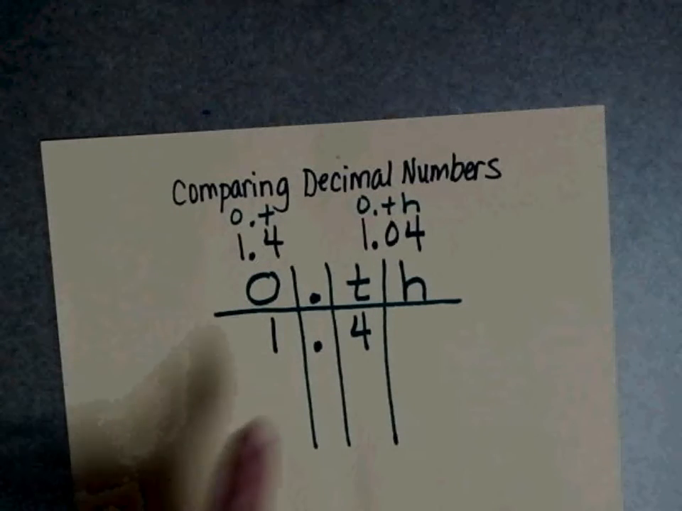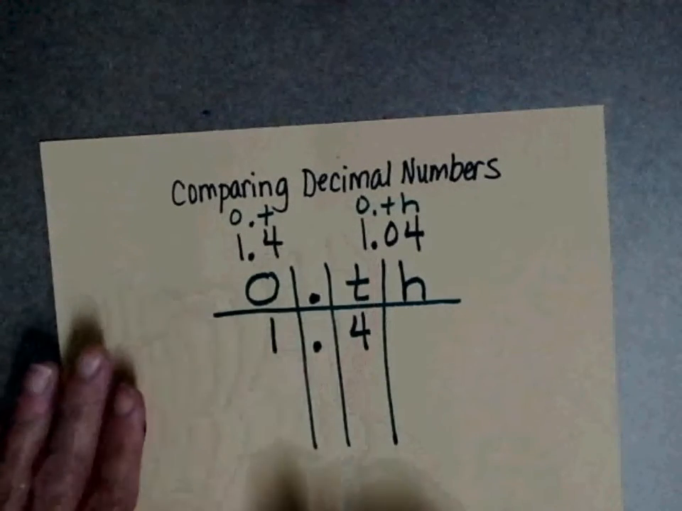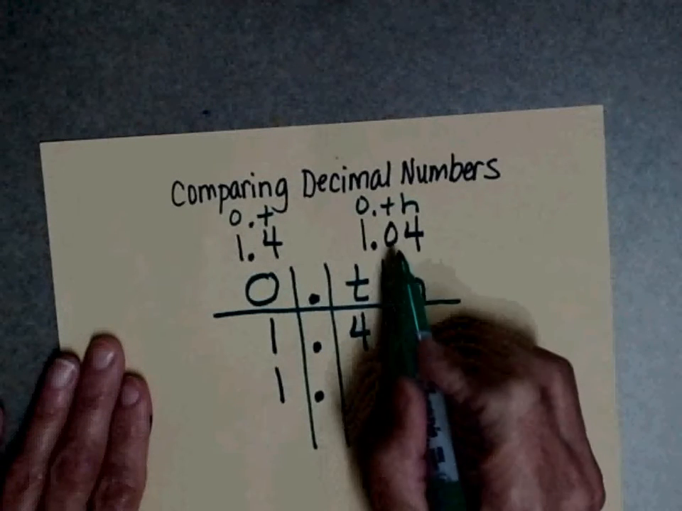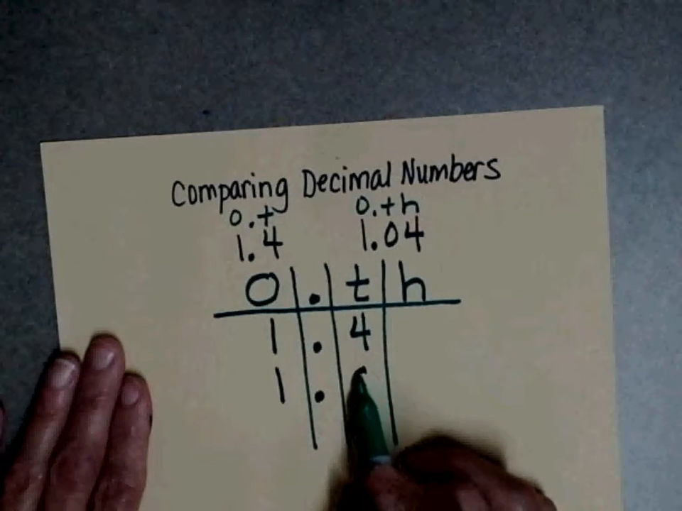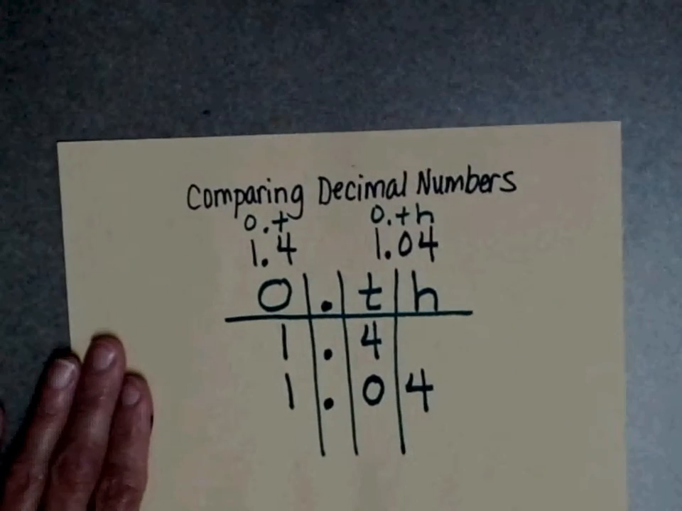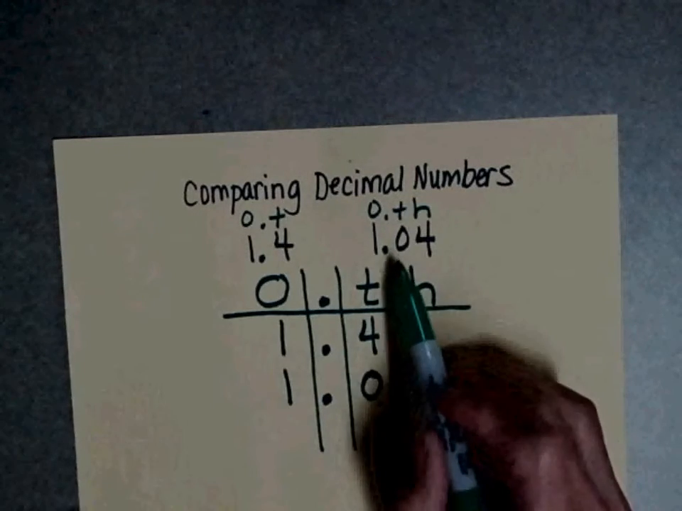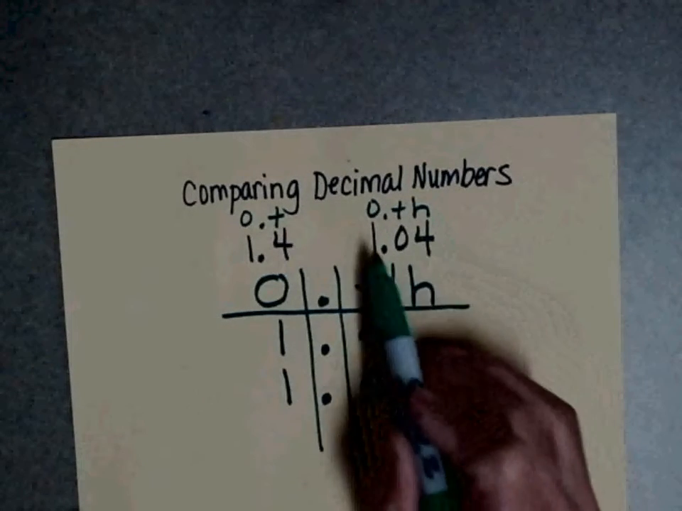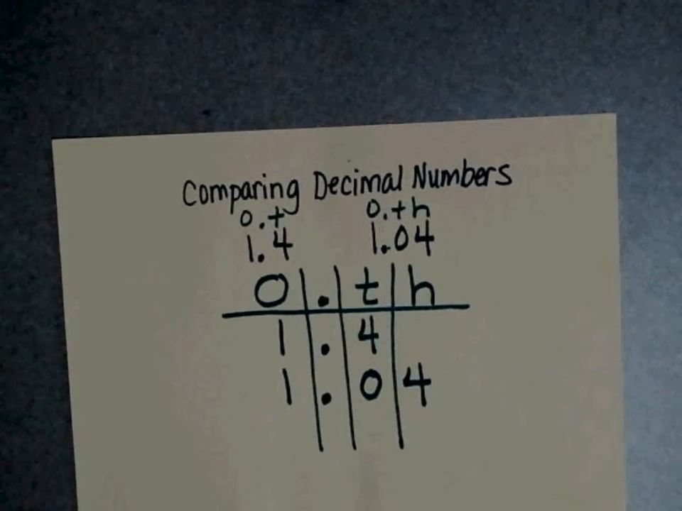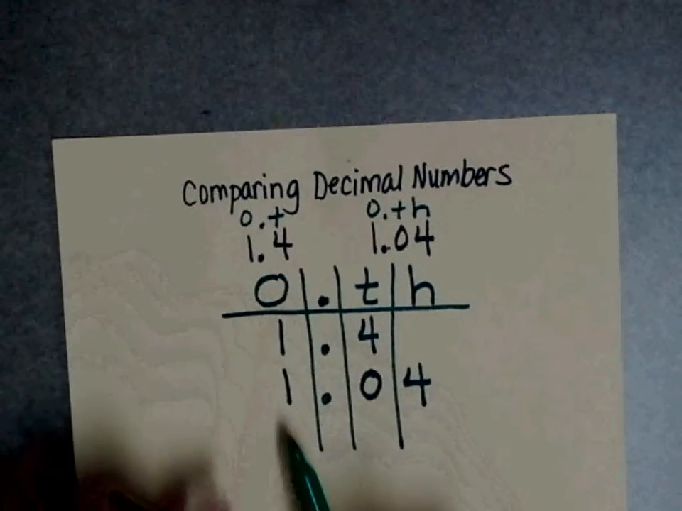Now let's write the other number, 1 and 4/100. The digit 1 is in the ones place, decimal point. The digit 0 is in the tenths place, and the digit 4 is in the hundredths place. Now a lot of kids may think that this number is greater because it has 3 digits. But we can't count the digits. We have to compare place value positions.